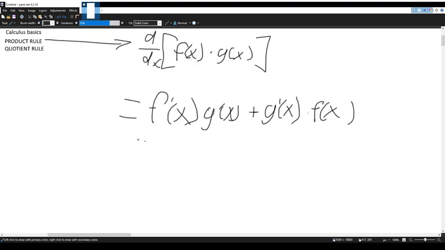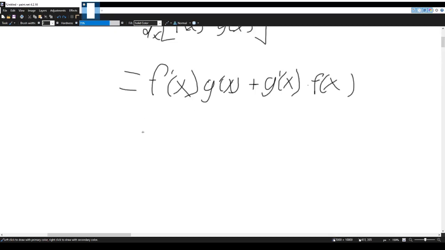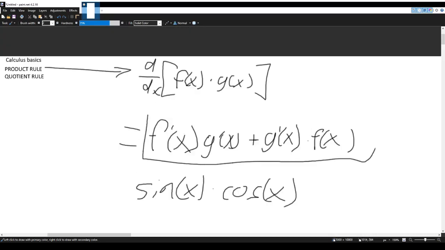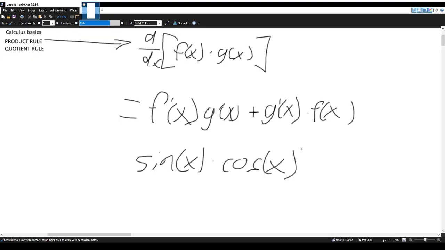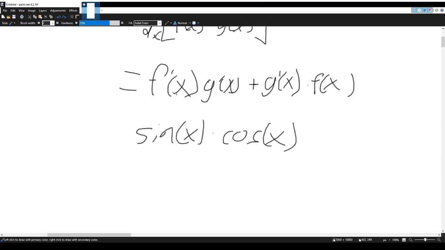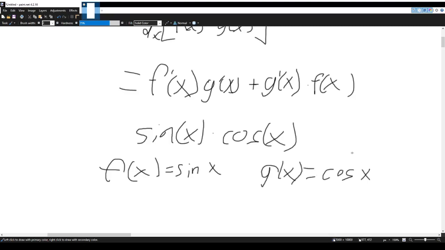Let's do an example problem. So let's do that problem that I had earlier, which is sine x times cosine x. Oh, by the way, I'm not going to go through deriving this formula because one, you don't care, two, I don't care, three, I don't know how. So sine x times cosine x. So what's the derivative? We're going to say f of x equals sine x, and we'll say g of x equals cosine x.